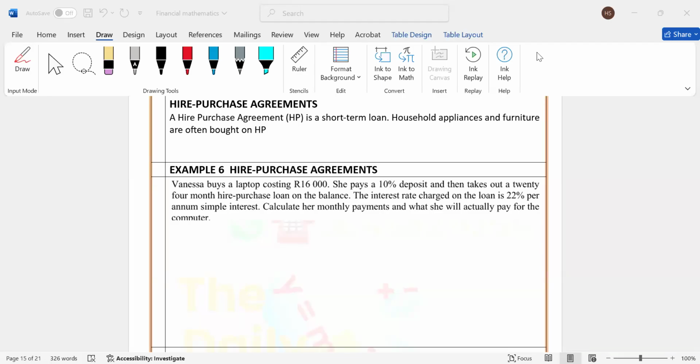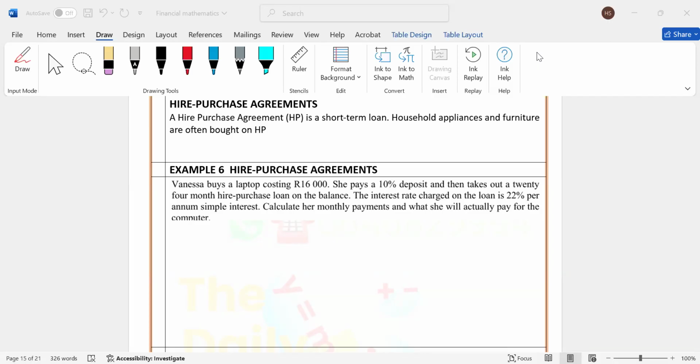As we were saying, with hire purchases we are dealing with short-term loans. One thing we need to remember about hire purchases is that they're not going to tell you which interest to use, but we use simple interest. Unlike the questions we were doing before, they will say it's 22% per annum simple interest, or tell you to use simple interest or compound interest.